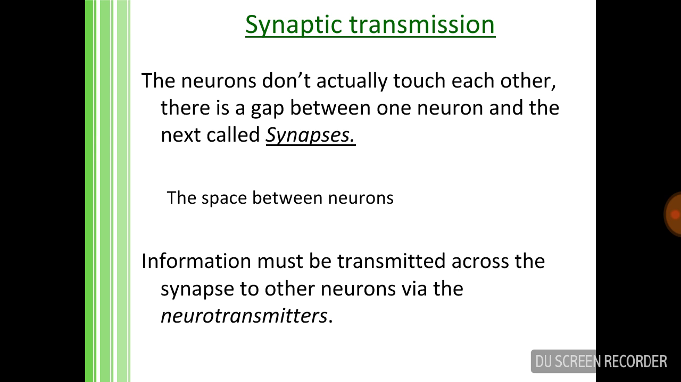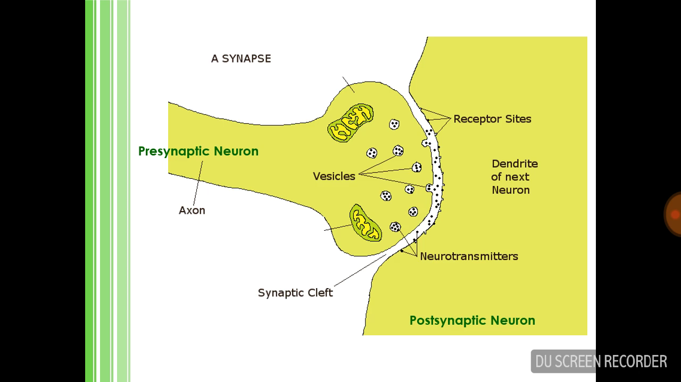Synaptic transmission. The neurons don't actually touch each other. There is a gap between one neuron and the next called the synapse, the space between neurons. Information must be transmitted across the synapse to the neurons via the neurotransmitters. Here in this picture you can see there is a synaptic cleft. There is a gap shown.